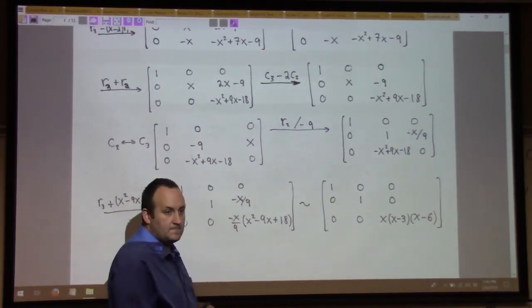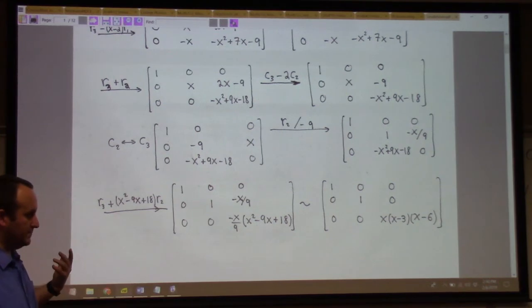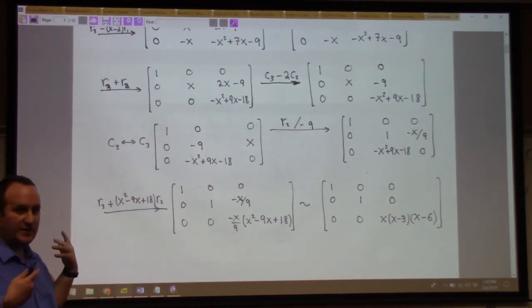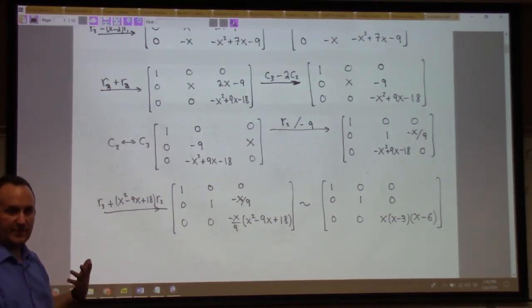All right? And that's it. I mean, there's one invariant factor here. It's a 3 by 3 matrix, so one cubic factor is all you get. All right?